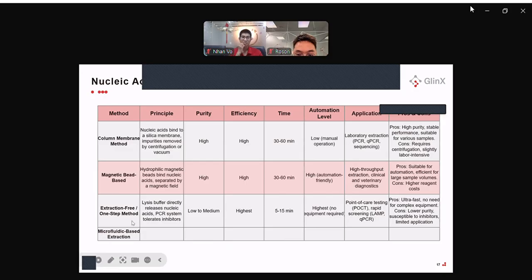And for the last one, we call it the microfluidic-based extraction. Because this kind of method is not actually an extraction method, they just integrate the microfluidic technology into the extraction method, so I'm not going to introduce this kind of method today. All you have to remember is that microfluidic technology is not a method for extraction. It's only a technology integrated with the extraction method.